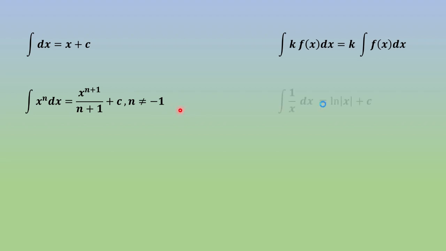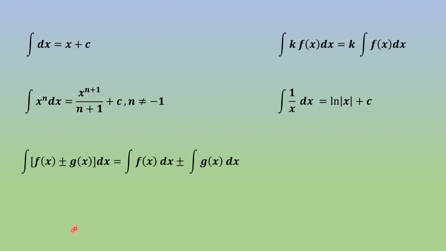And for cases that n is equal to -1, or x is raised to -1, the antiderivative is ln of the absolute value of x plus c. And this is for the sum and difference rule. And the antiderivative of e raised to x is equal to e raised to x plus c. So let us try to answer some examples.